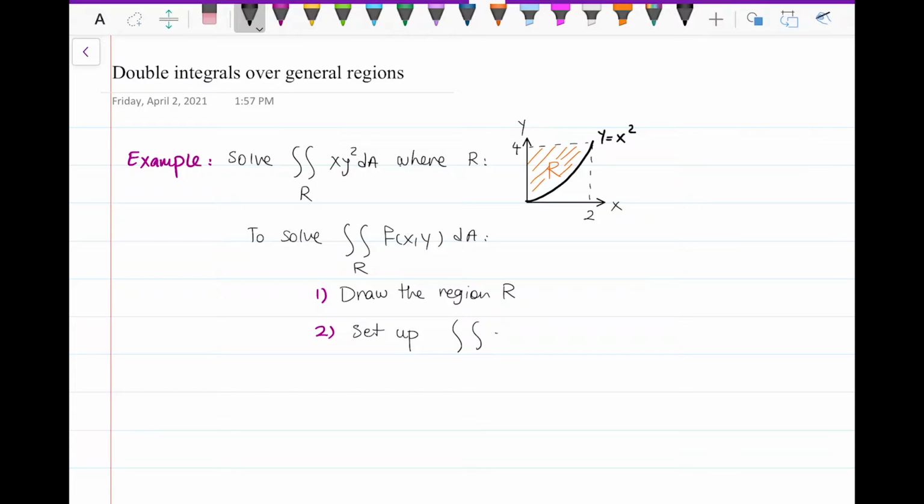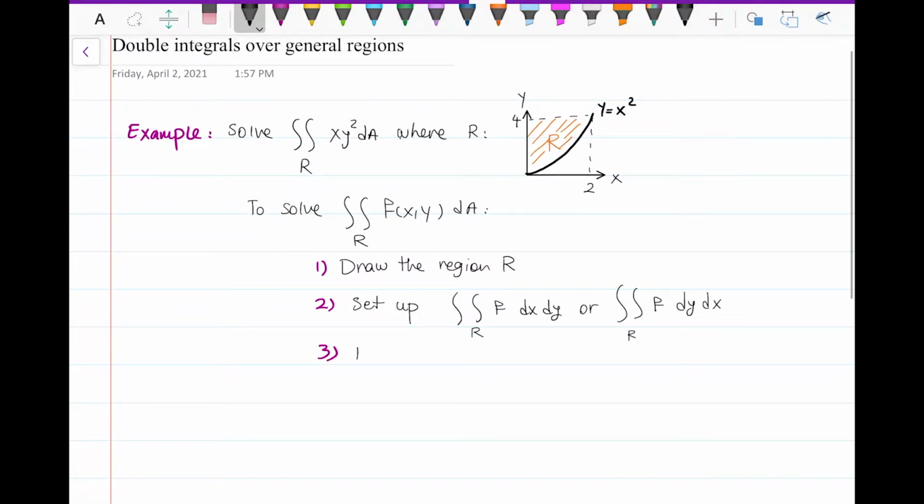We can set up the integral of f with respect to dx dy, basically x is first, or we can have it like this, the double integral of f dy dx, over the region R. So we can do dx dy or dy dx. And the third step is to find the bounds.